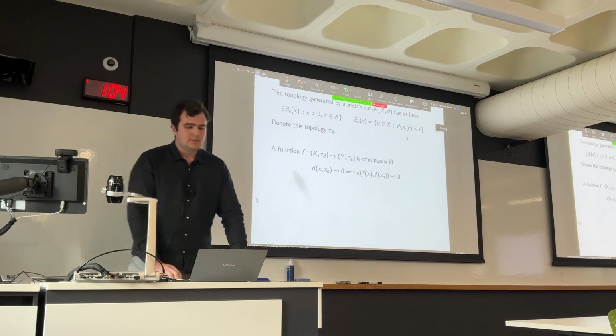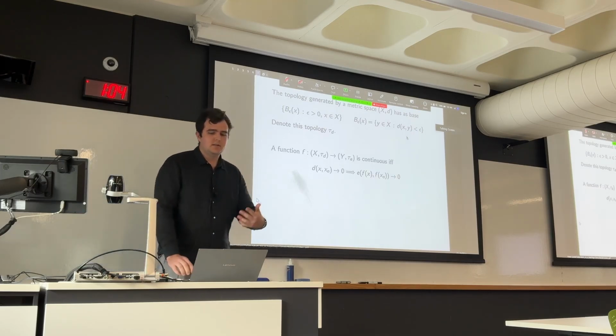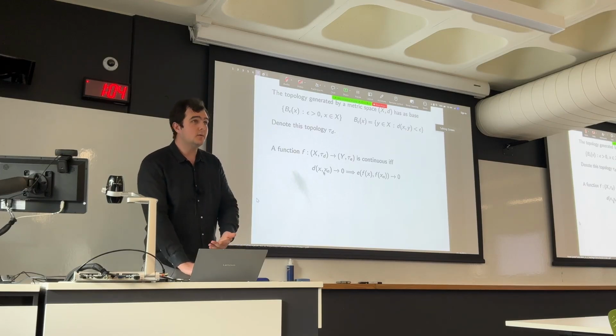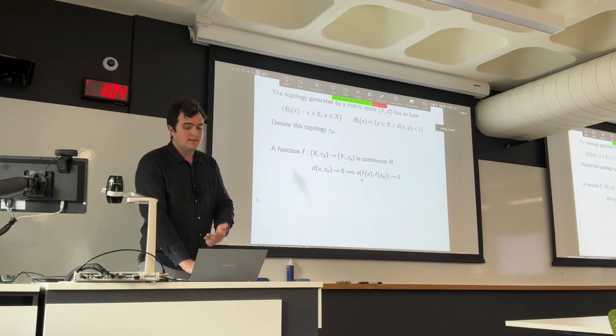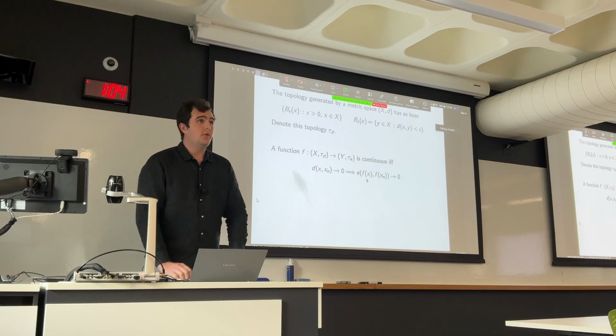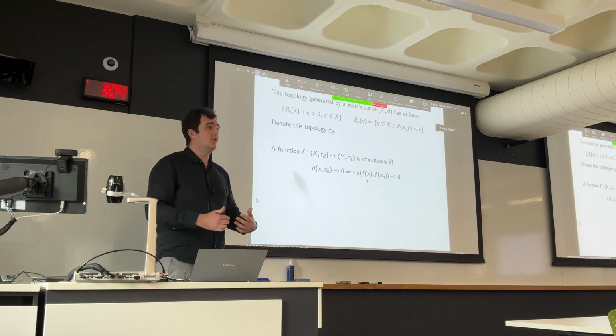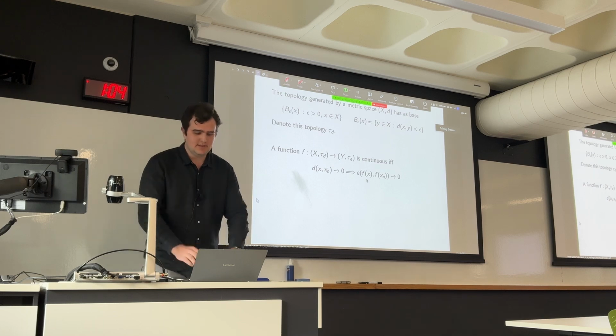A classic example: a function is continuous if and only if for every sequence x_n whose distance to x goes to 0, the distance in the codomain, between f(x_n) and f(x), goes to 0. That's not the only reason we like it. It's because you can also define objects which are not entirely seen by the open sets themselves.